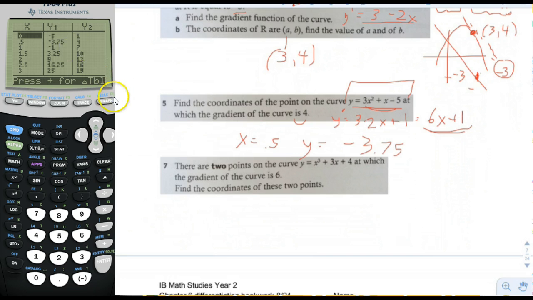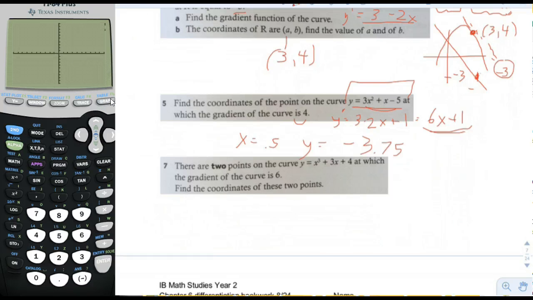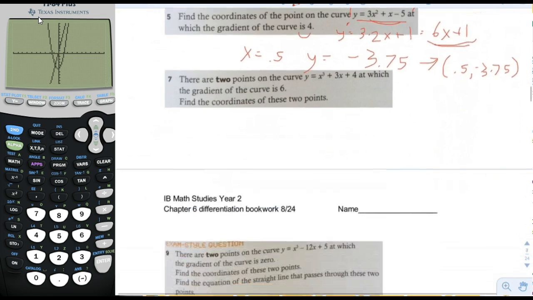Okay? Now, let's look on the graph for that. Okay, so now we're going to have the parabola, the original function, and we're going to have the gradient function, which is the line. So, when is the gradient function equal to 4? It's equal to 4 at x equals 0.5. What is the value of the parabola at x equals 0.5? It is negative 3.75, which we found using the table. It's hard to see on the graph. Okay, so if you want to write the coordinate of the point as an ordered pair, you would write 0.5 comma negative 3.75. Okay, moving on to number 7.